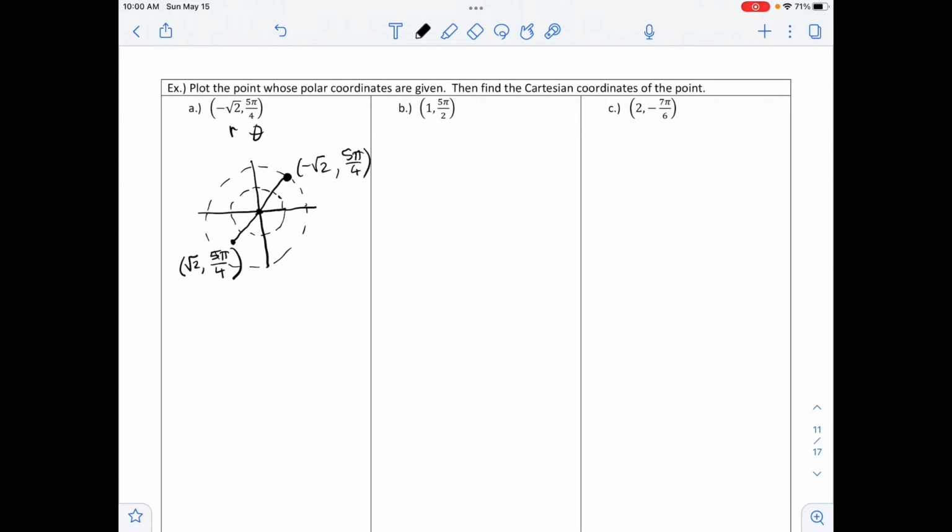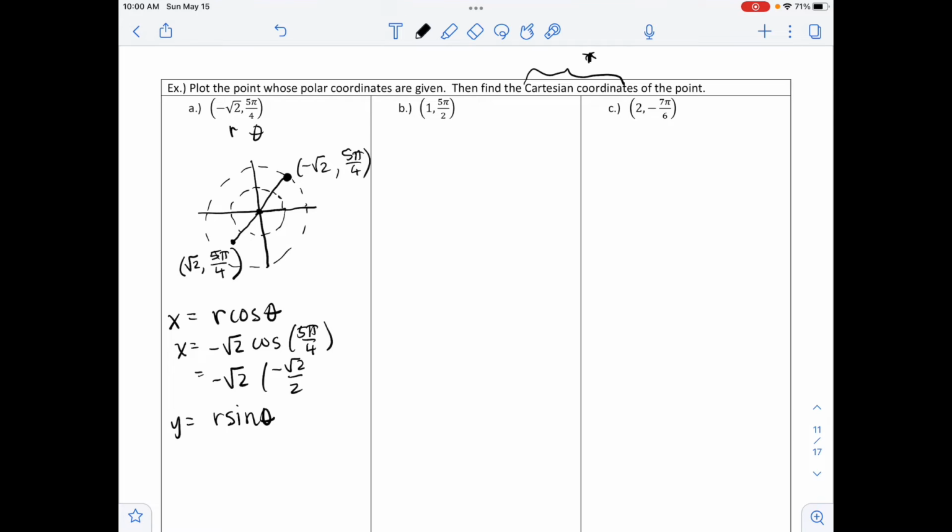And in order to find our Cartesian coordinates, which is what it wants us to find here, we know that in order to find x, the formula that we just wrote down is x is equal to r cosine of theta. And to find y, we have r sine theta. And we know that r is equal to negative square root of 2, and our angle is going to be 5 pi over 4. And so from our unit circle, our trig formulas that we have, cosine of 5 pi over 4 is going to be negative rad 2 over 2.